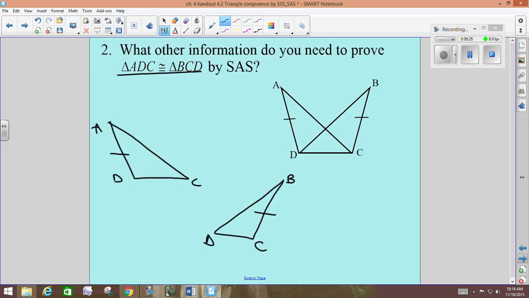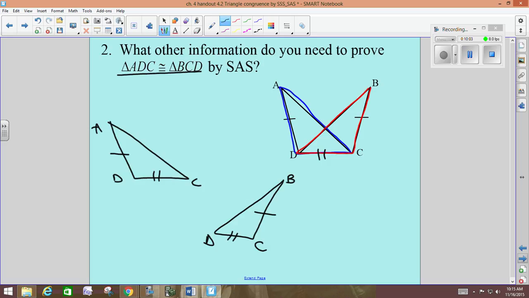Do we need that or do we know that? DC congruent to DC. Wouldn't we know that? Yeah, because it's the same segment. If you look at the overlapping picture, triangle ADC and triangle BCD overlap along segment DC. They both use it. It's the same thing. So we know that DC is congruent to itself. We know that. But then what do I need to prove that the triangles are congruent by side, angle, side?